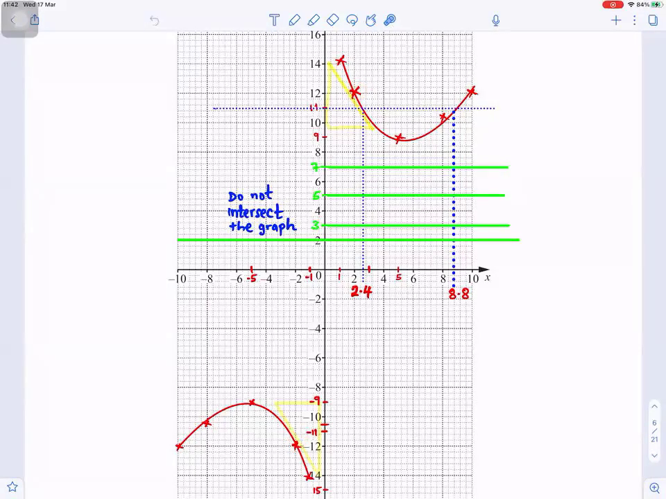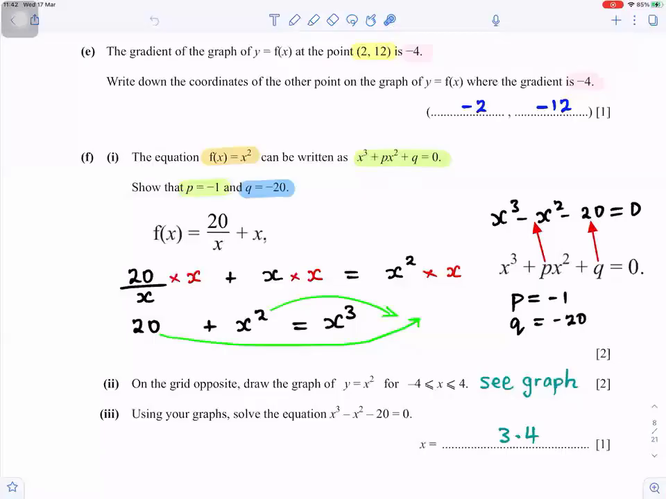So that point there, what's the coordinate for that point? That's the coordinate there: (-2, -12). So for part E, we'll go (-2, -12).